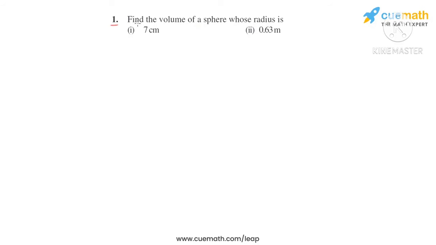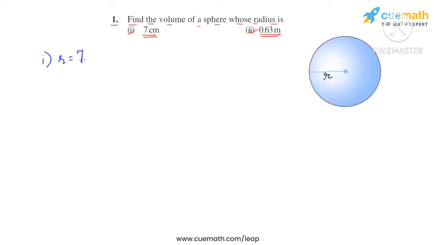In the first question of this exercise, it says find the volume of a sphere whose radius is, first part, 7 centimeters, second part, 0.63 meters. So we have to find the volume of a sphere whose radius they have given. First part is radius is 7 centimeters. Now we have to find the volume.